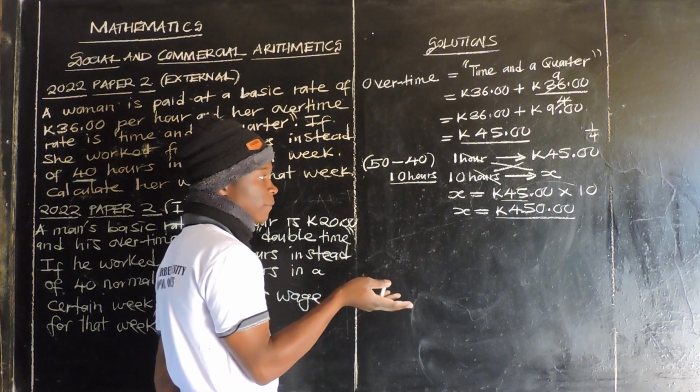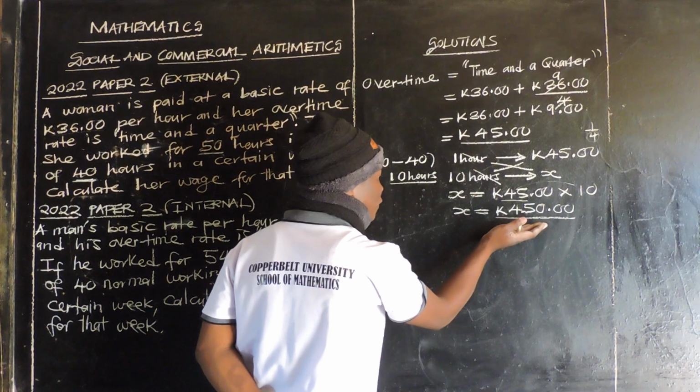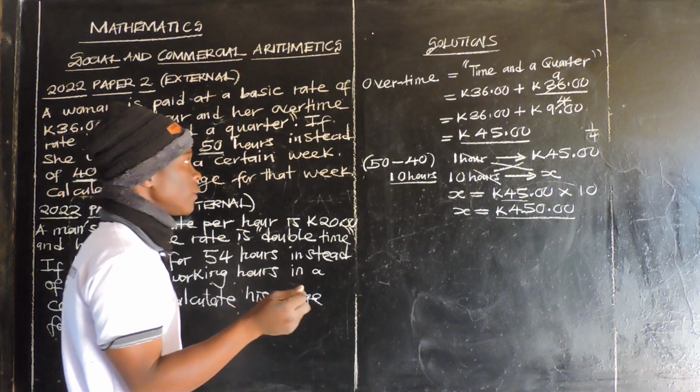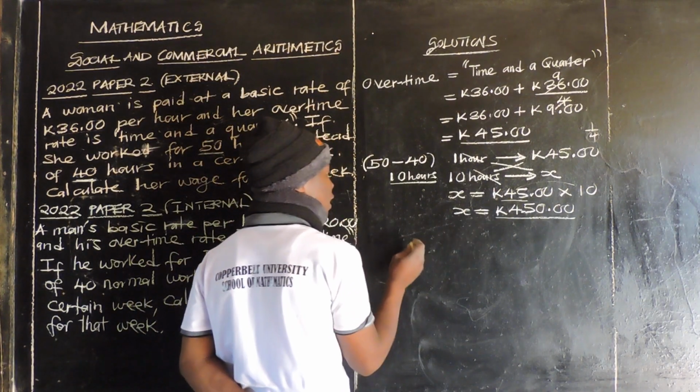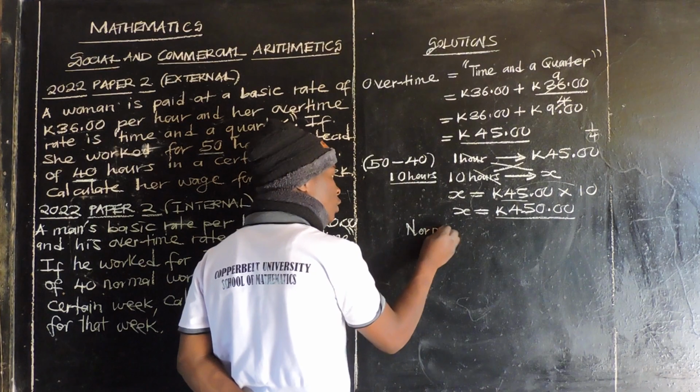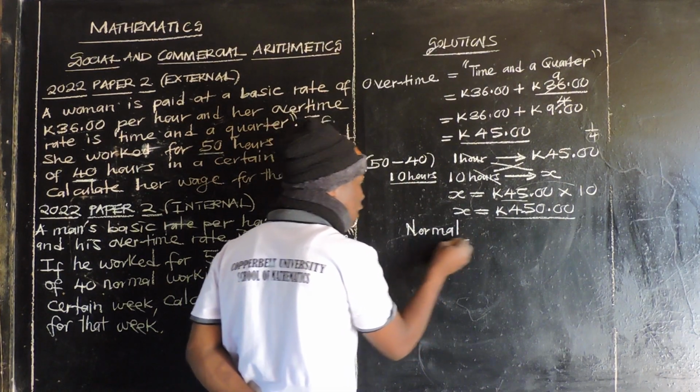Okay? So now, after finding the overtime, we need to find the what now? The norm. The norm. Okay? So let's find the norm. This is our overtime. So let us find our norm now, the amount she got after working for 40 hours.